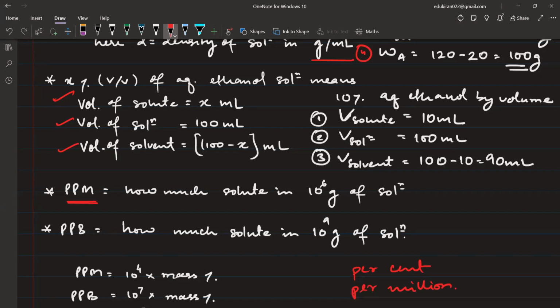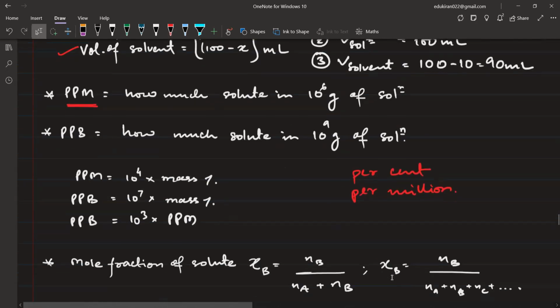If you look at the percentages part, you can see that how much solute is present in 100 ml. Cent का मतलब क्या होता है? 100, है ना? So how much solute is present in 100 ml, 100 grams. In this case, when you have parts per million में क्या होगा? How much solute is present in 10 to the power 6 grams of solution. Similarly, we have parts per billion. B means billion. How much solute is present in 10 to the power 9 gram of solution? Okay, 10 to the power 9 gram of solution.